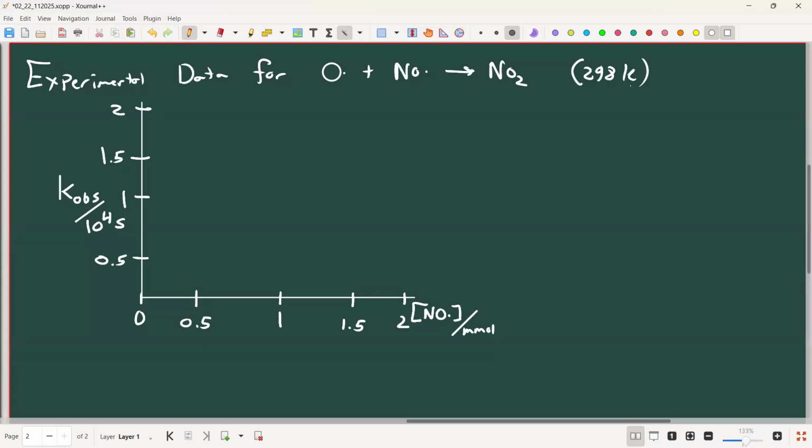Already, these are pretty slow rates, 10 to the 4. That means that these molecules are coming out every 10 milliseconds. That's a really slow reaction.